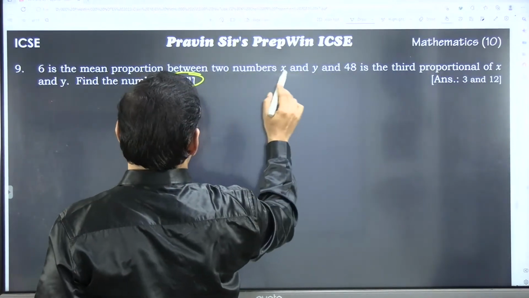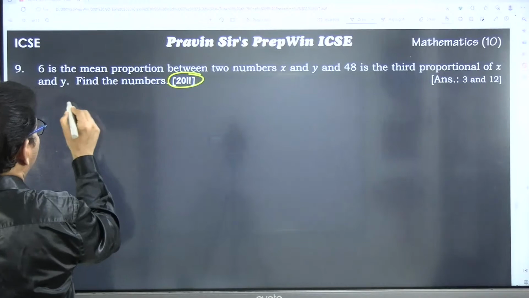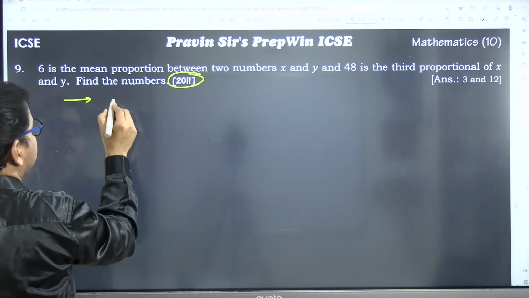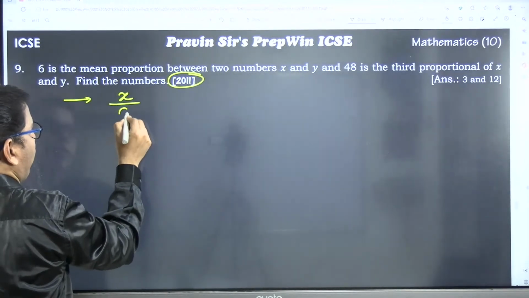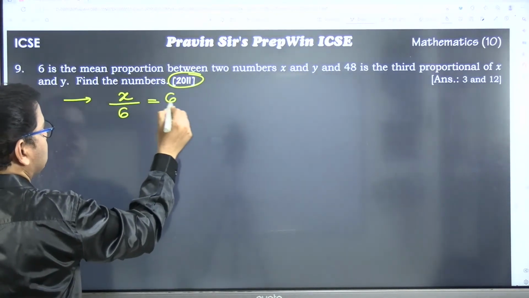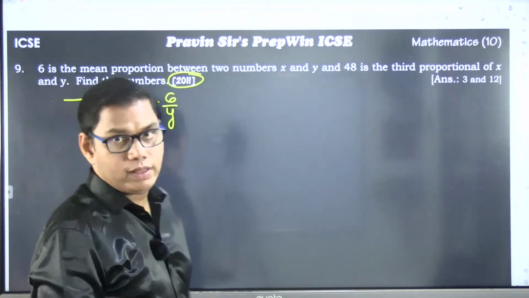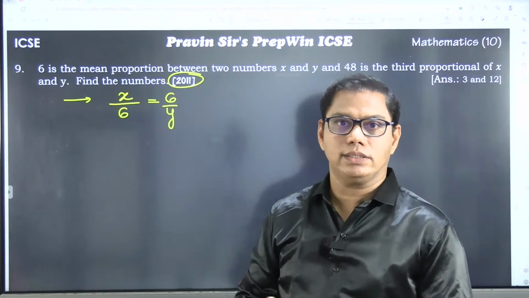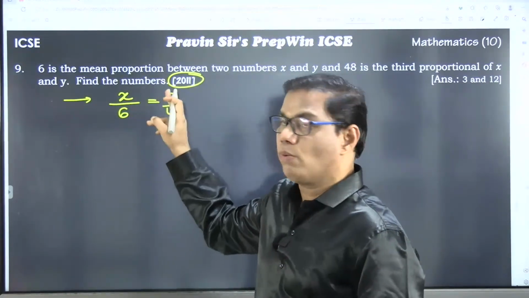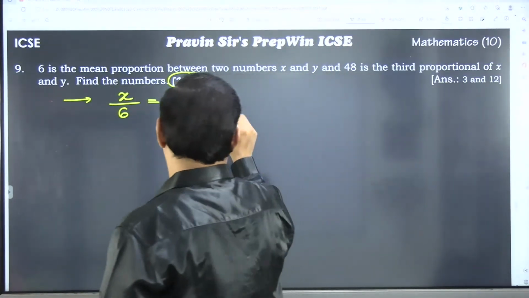6 is mean proportional between x and y. Okay, see first condition. 6 is mean proportional between x and y. So how do you write it? x upon 6 is equal to 6 upon y. Do you agree with this? So I write it like this.